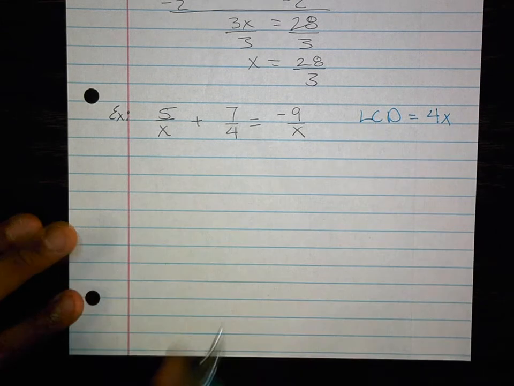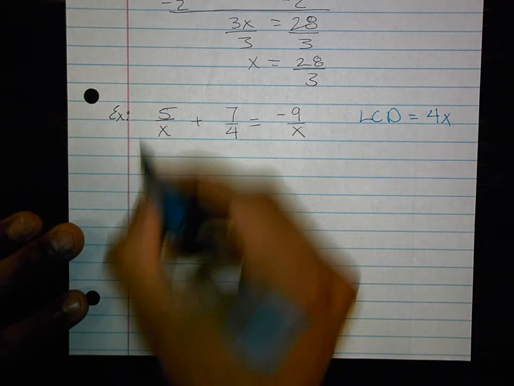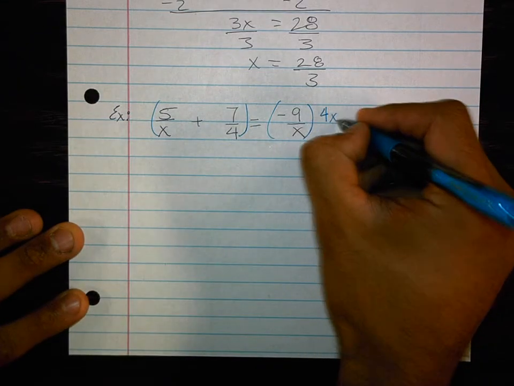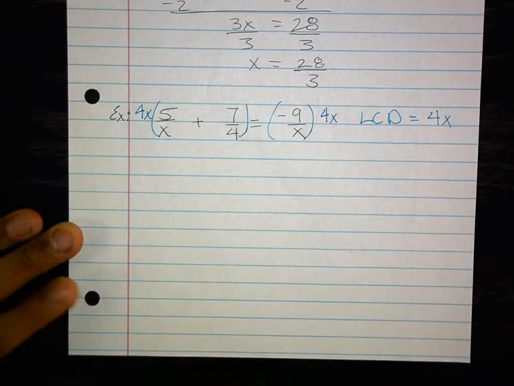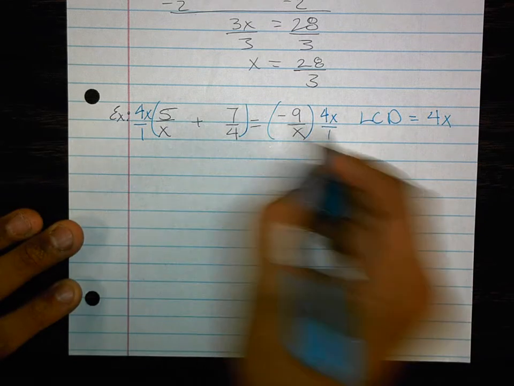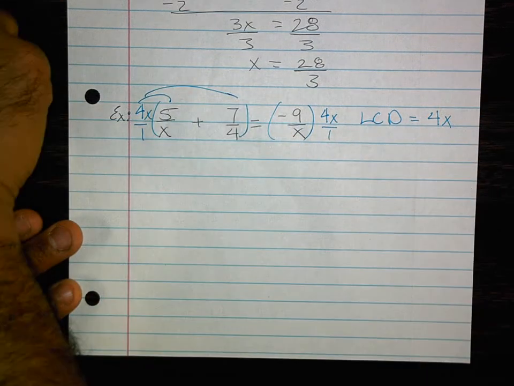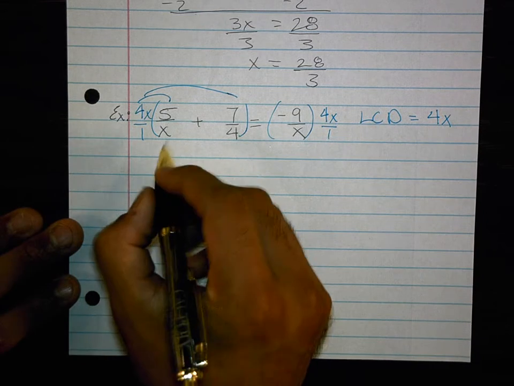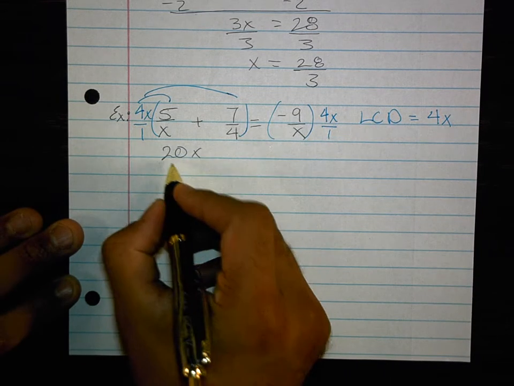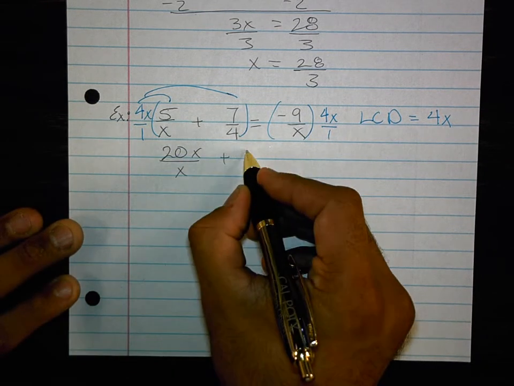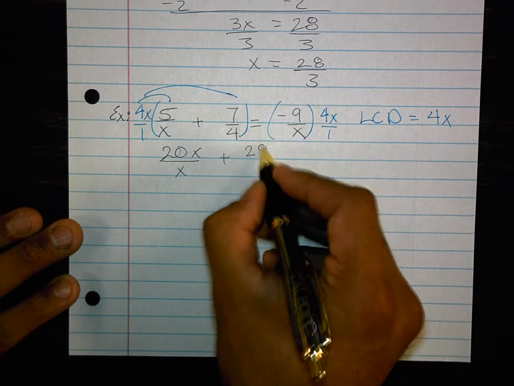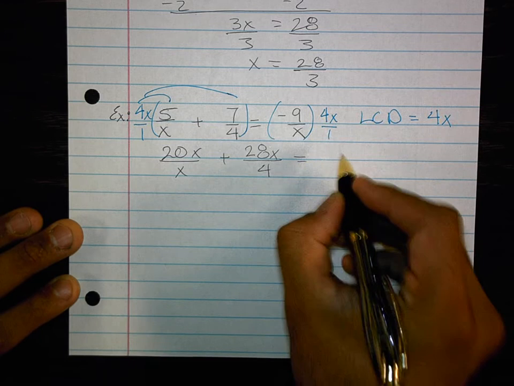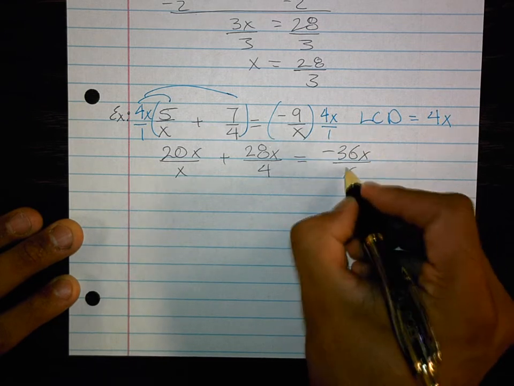Look at all the denominators. Remember, LCDs always get bigger. And then I'm going to multiply both sides by the LCD. And remember, it's technically over 1, so we're only multiplying to the numerators. And you could cross cancel. I'm not going to, but you can. 20x over x plus 28x over 4 equals -36x all over x.